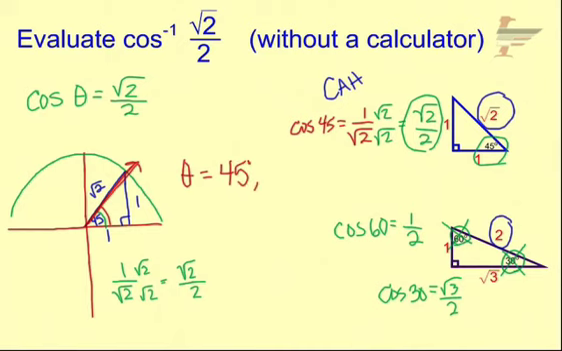And then for 45 degrees in radians, we can ask ourselves, how many 45-degree angles fit into 180, which is the same thing as pi, and I know there are 4 of those, so our radian measure is going to be pi over 4.